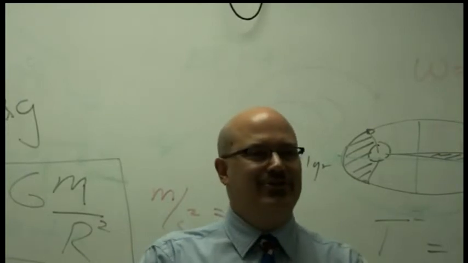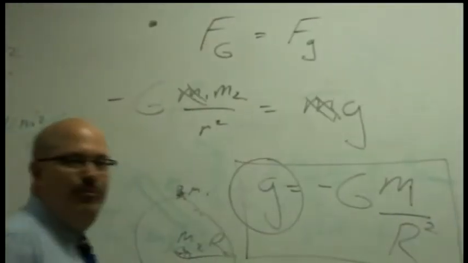Now, everyone, we can find this g because we can drop things and measure the acceleration due to gravity. That was a lab. And we can find R for the planet. It's not that hard.